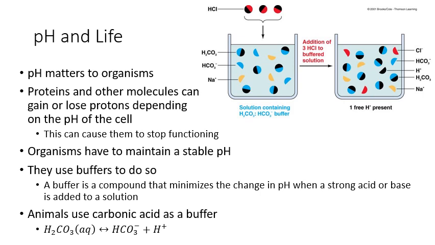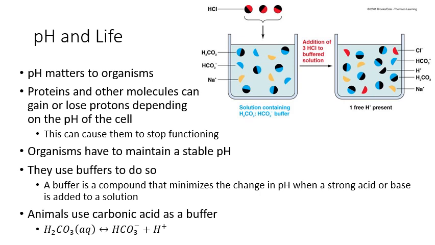Different organisms are adapted to live at different pH values. Most organisms live at a neutral pH like us, but you also have some that are adapted to live in a very acidic environment or a very basic environment. Whatever the environment they're adapted to is like, they have to be able to keep their pH in that range, or else their proteins will stop working.